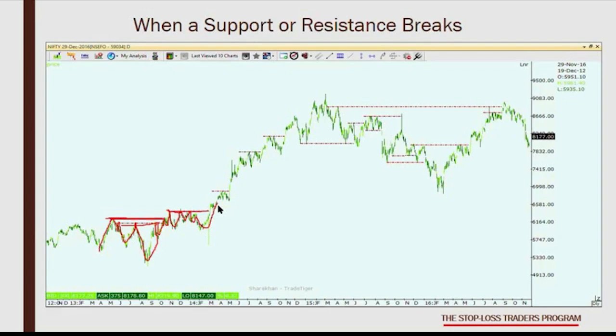Every time price bounces off them, Pradeep says it is the other way. Yes, it is the other way.